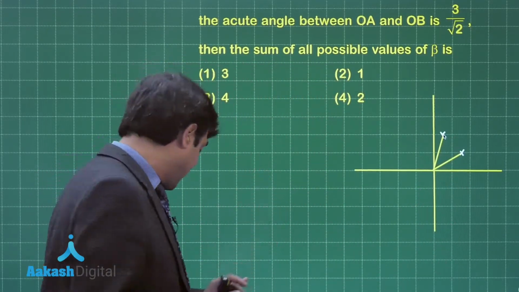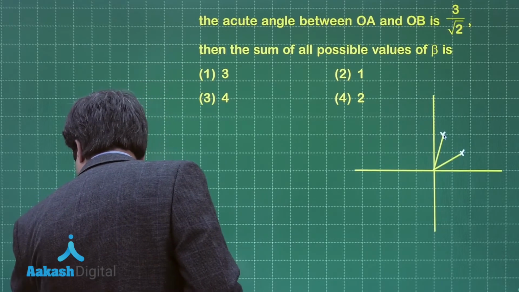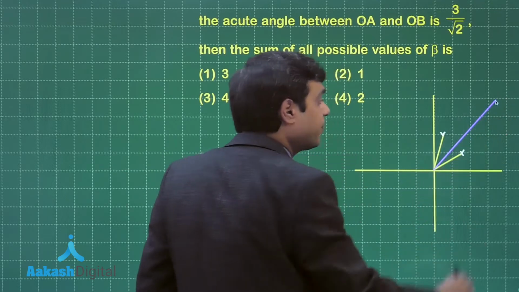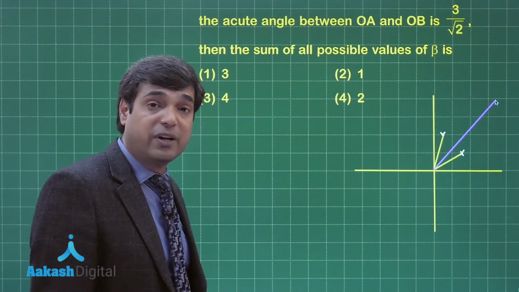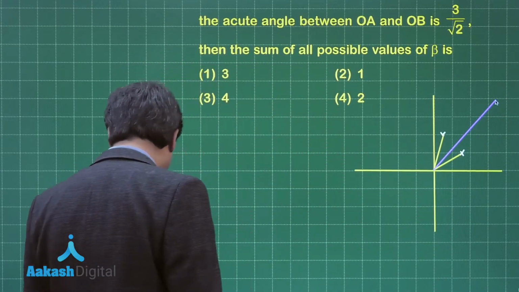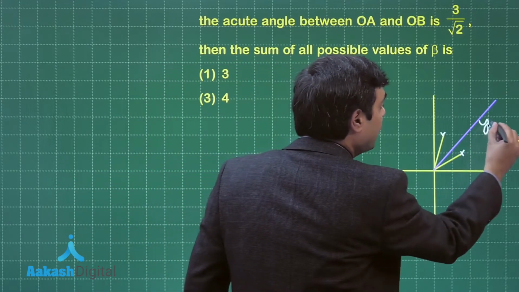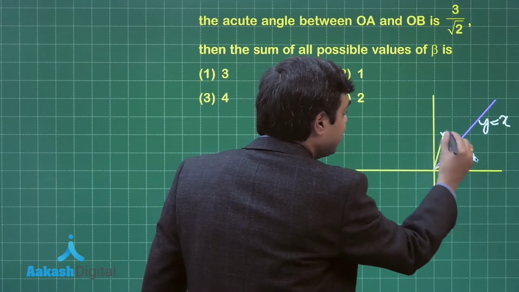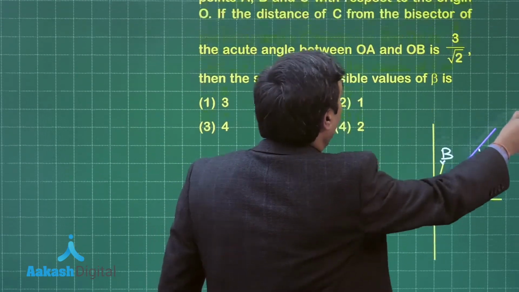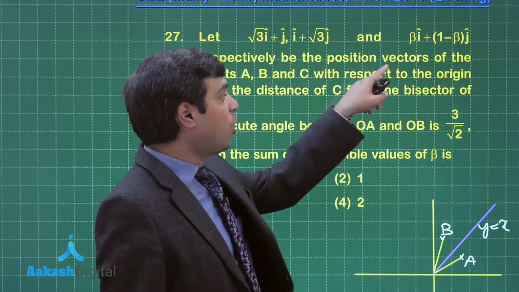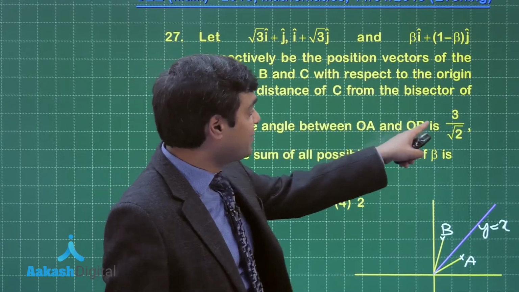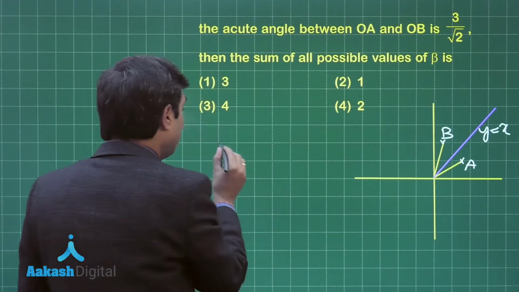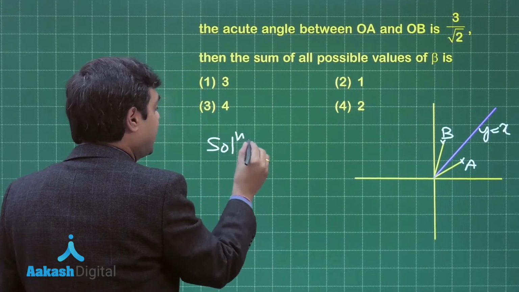So angle bisector is clearly making a 45 degree angle. So this 45 degree meaning you have the line equation as y equals x. Now next part is there is a point C, right? Point C whose coordinates are beta comma 1 minus beta, it is at a distance of 3 by root 2. So drop perpendicular from beta comma 1 minus beta on the line.